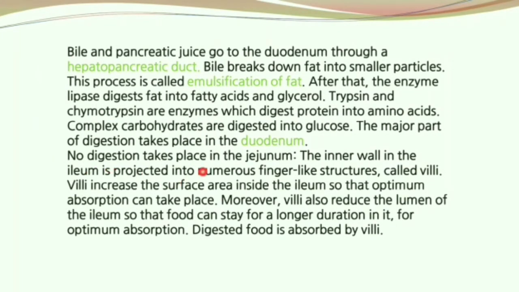No digestion takes place in the jejunum. The inner walls of the ileum are projected into numerous finger-like structures called villi. Villi increase the surface area inside the ileum so that optimum absorption can take place. Moreover, villi also reduce the lumen of the ileum so that food can stay for a longer duration in it. Digested food is absorbed by villi.